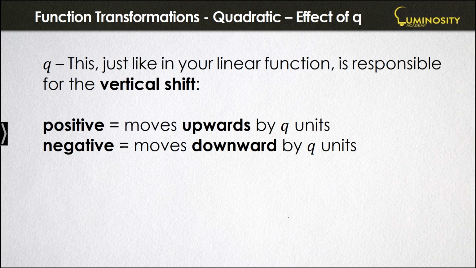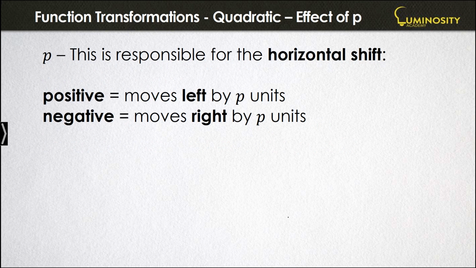Now we also have a q value, and q, just like in your linear functions, is going to be responsible for the vertical shift. So if it's positive, you're going to move upwards by q units, and if it's negative, you're going to move downwards by q units. Our p is going to be responsible for our horizontal shift. So here, if it's positive, it moves to the left by p units. And if it's negative, it's going to move to the right by p units.